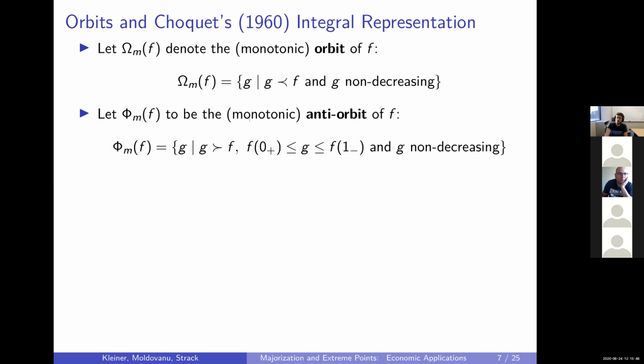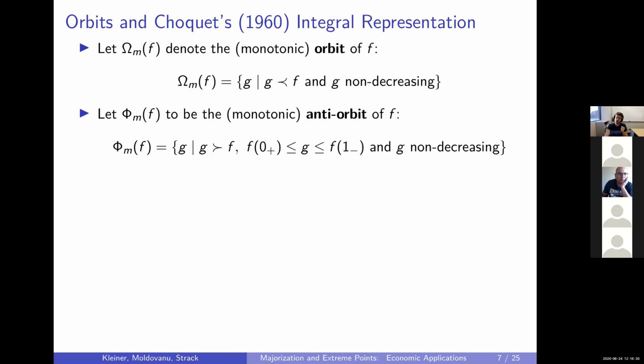So now I introduce some notation. The two sets that I've mentioned before that we're interested in are what we call the monotone orbit and the monotone anti-orbit. So we denote by omega of f what we call the monotone orbit of f. These are all those non-decreasing functions that are majorized by the function f. And by the monotone anti-orbit, we denote by phi of f, these are all those non-decreasing functions g that themselves majorize the function f, with an additional property which essentially ensures that g and f have the same range.